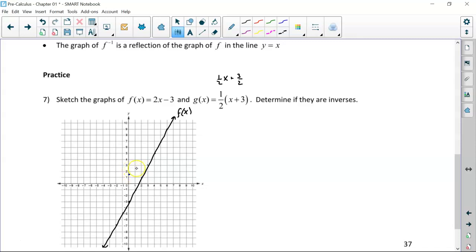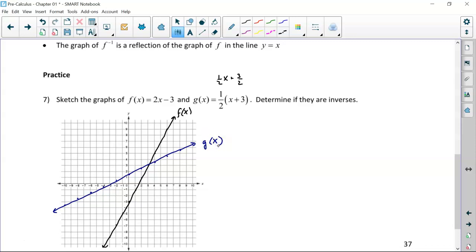So we're kind of going up 1, we're in between, over 2, up 1 over 2, up 1 to the right 2. We can also go down 1 and to the left 2, down 1 and to the left 2. A little bit messy to graph, but that's kind of what's going to happen sometimes. So there is our function of g of x.